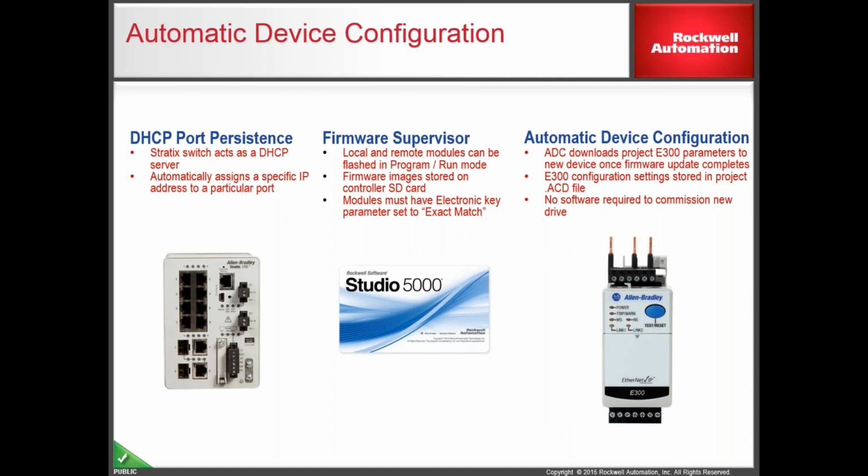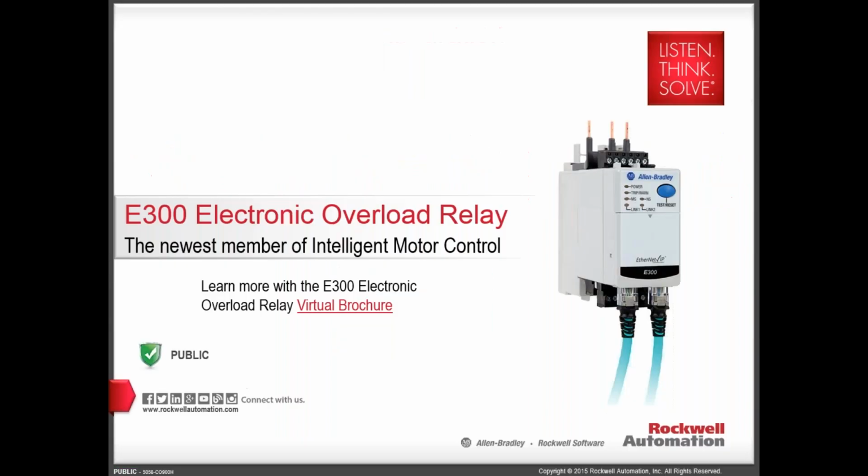I touched on the DHCP port persistence. One thing that's worth mentioning, we hit on the ADC, taking it one step further with firmware supervisor. What this allows you to do, with some of the new L8 processors and version 30 of Studio 5000, is it will actually download, downgrade, or upgrade the firmware of the E300. Say you pull an older one off your shelf and replace it in there, the processor will actually send the new firmware to it during the ADC process. So it's IP address, configuration, and firmware.